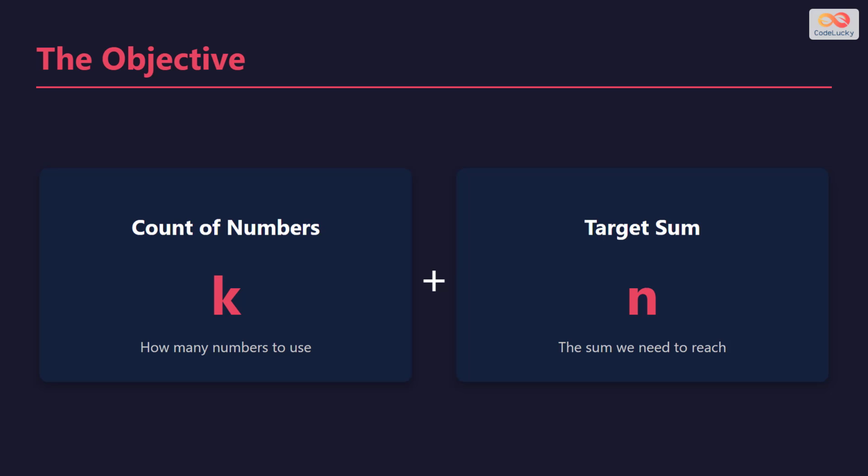The problem asks us to find all valid combinations of numbers that satisfy two specific conditions. We are given two integers as input. First, k, which represents the count of numbers we must use. And second, n, which is the target sum that these numbers must add up to.